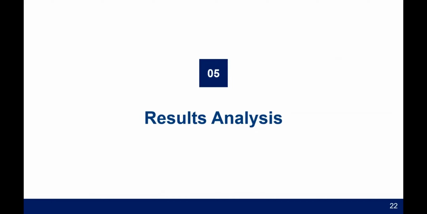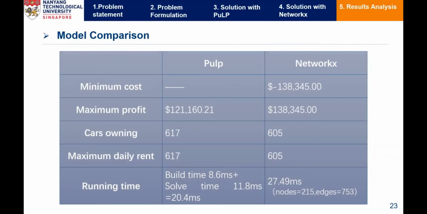Okay, let's walk through the final part, results analysis. We'll start with the model comparison. PuLP returns a maximum profit of about $121,000. By comparison, the NetworkX model comes in higher at about $138,000. In short, NetworkX achieves the higher profit on our instance. In terms of the number of cars, PuLP recommends owning 617 cars and allows 617 maximum daily rentals, while NetworkX recommends 605 cars with 605 daily rentals. So both models point to an optimal fleet right around 600 vehicles.